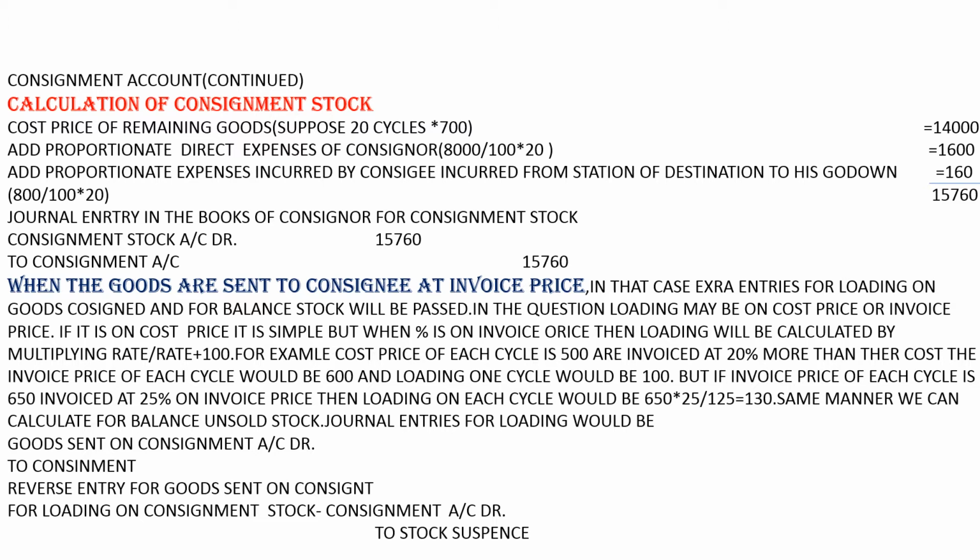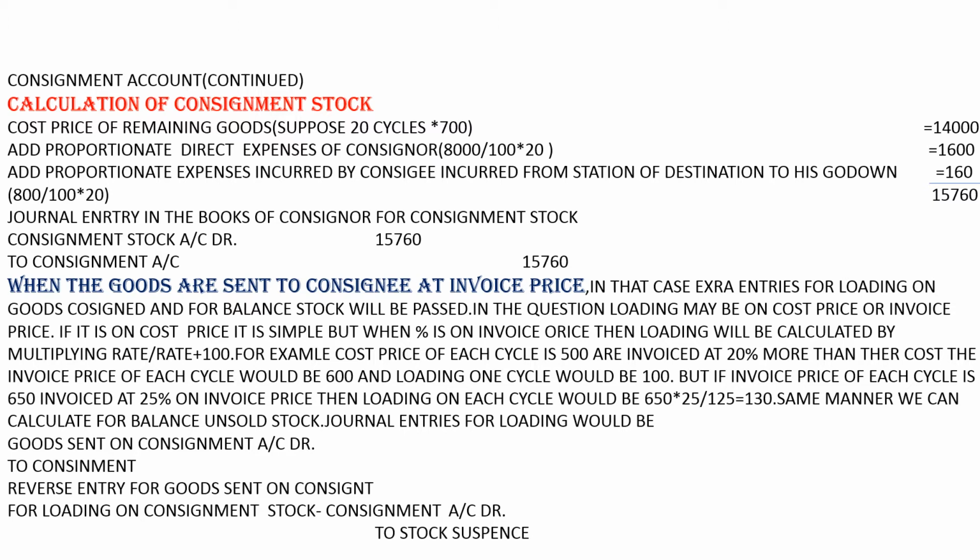Add proportionate expenses incurred by the consignee, which he has incurred from the station of his destination to his godown. Suppose he is living in Bombay, and from Bombay station to his godown, whatever expenses he is incurring, whether transportation, octroi, or any other on the way, will be apportioned. Suppose he has incurred 800 expenses.